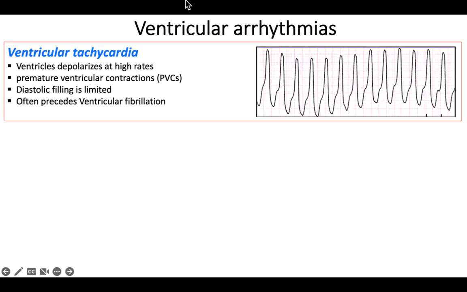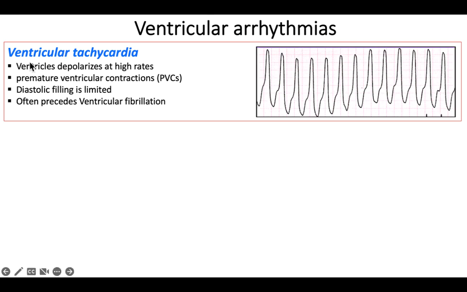This slide shows some ventricular arrhythmias. Now, ventricular arrhythmias are always going to be more severe because those are the pumping chambers. Those are the chambers that are most important for getting that blood ejected out of the heart.